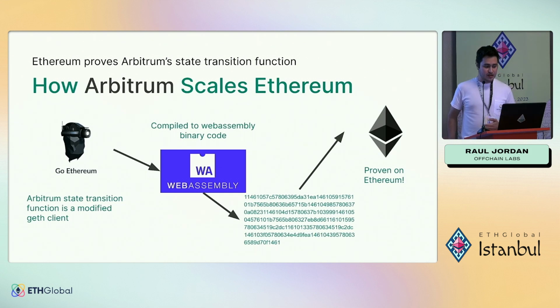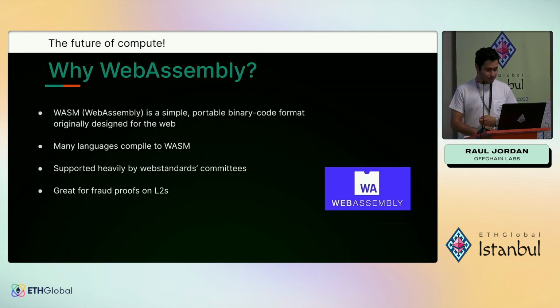Arbitrum today works by essentially taking the Ethereum state transition function, adding a few modifications, and converting that into WebAssembly bytecode, which then gets proven on Ethereum. So at the end of the day, we prove that every transaction as it was executed on Arbitrum gets confirmed on Ethereum, and if there's a fault in a single opcode execution, we can prove that there was a flaw right there.